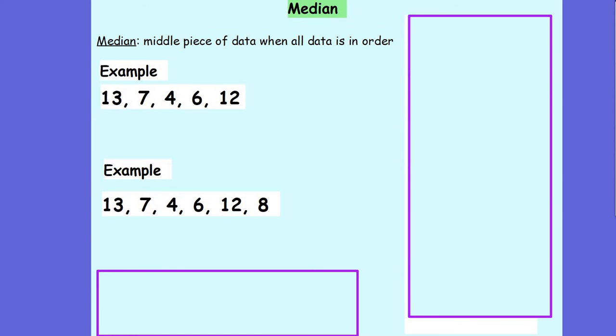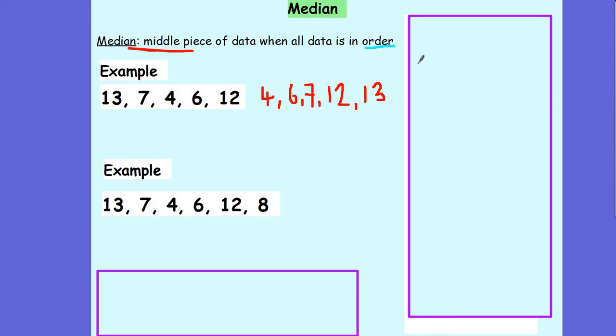Okie dokie, we've got one more average to look at and that is the median. Now the median we said was the middle piece of data when all the data is in order. So we can just start by ordering our data. Let's have a look at 2 examples. Here's the first one. Putting it in order, 4 is the smallest, then I've got 6, then I've got 7, then I've got 12, then I've got 13.